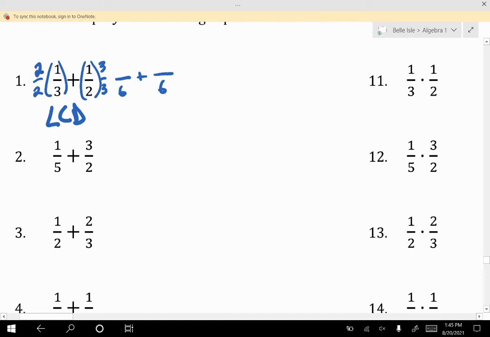So we've got 2 over 6 plus 3 over 6. That gives us 5 over 6.